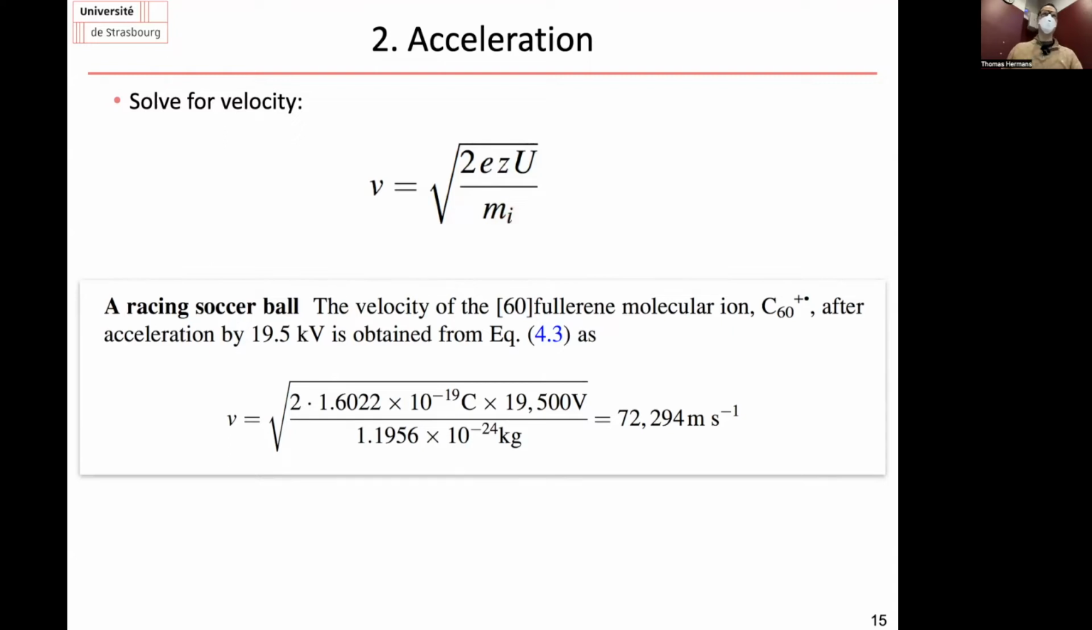So let's take back our example of C60, the fullerene. The fullerene has this mass, and let's assume it has a single charge. So this is one electronic charge times this voltage we just saw on the slide. It comes out at 72 kilometers per second, which is really fast. Way faster than the sound barrier. So you can have really, really fast flying ions in mass spectrometry.